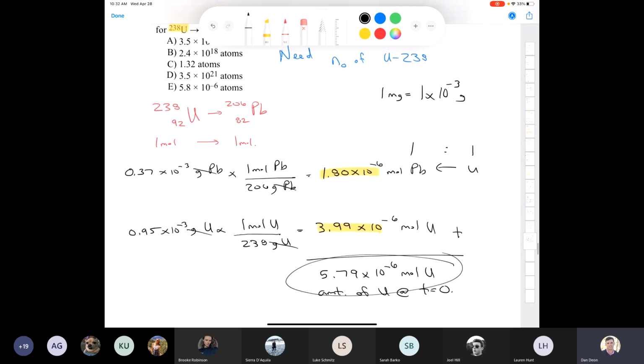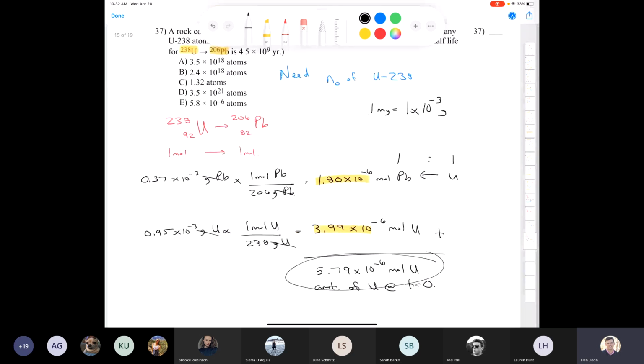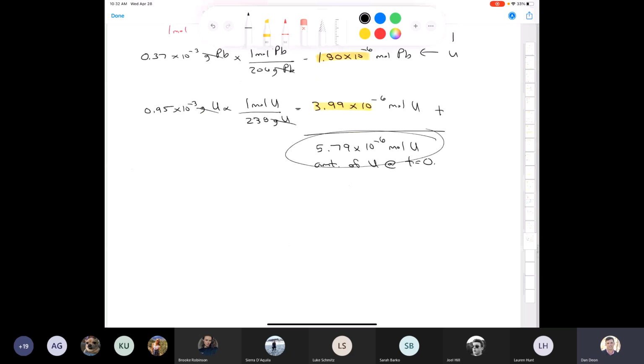But that's not what it's asking me for. It's asking me for how many atoms I have. Well, the last part is simply this. If I have 5.79 times 10 to the negative 6 moles of uranium, I know that in 1 mole of uranium, I've got 6.022 times 10 to the power of 23 atoms of uranium.